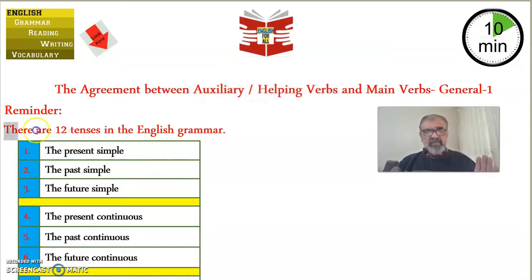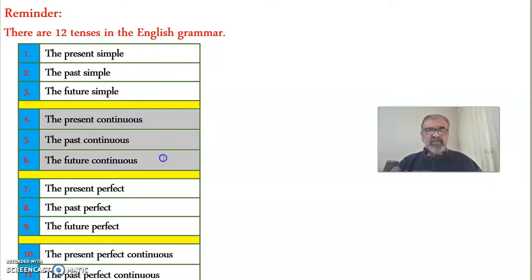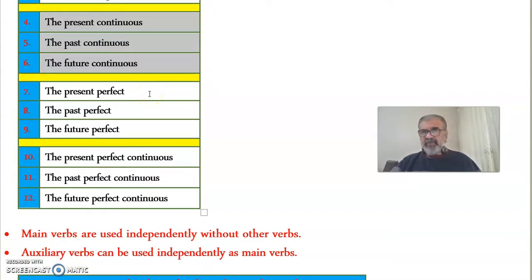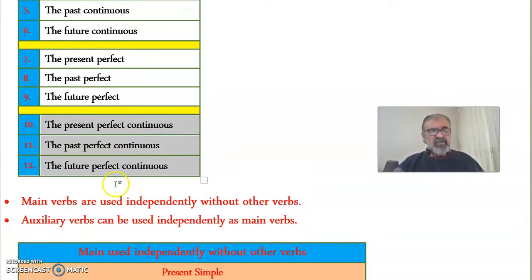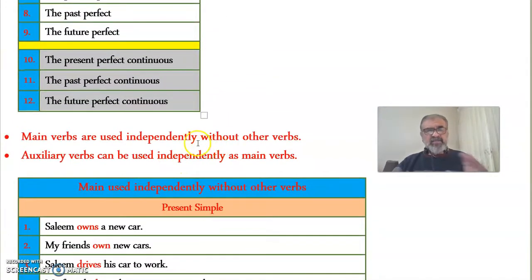If you remember, we said that there are 12 tenses in English grammar: the present simple, the past simple, the future simple, the present continuous, the past continuous, the future continuous, the present perfect, the past perfect, the future perfect, the present perfect continuous, the future perfect continuous, and the past perfect continuous. So we have 12 tenses. Now, let's start with the following statement.